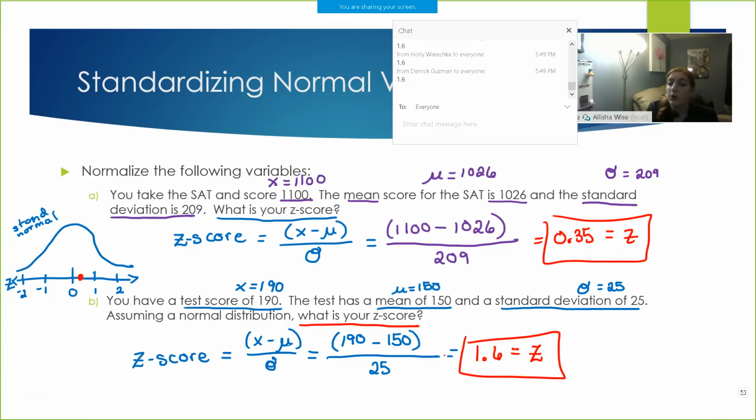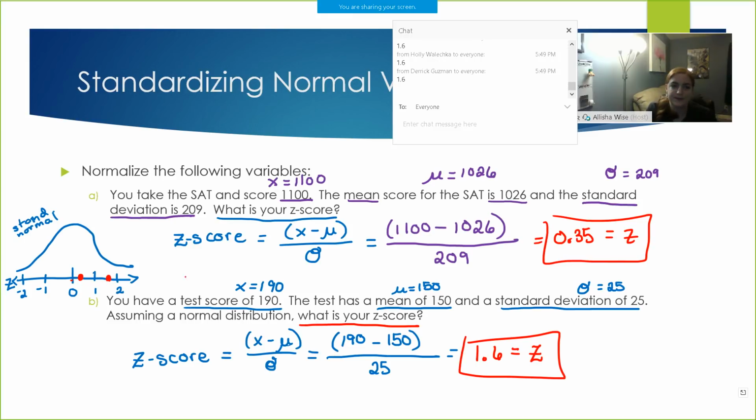So if we were to look where this score would be on the number line, on that standard normal line, 1.6 would mean you are 1.6 standard deviations away from the mean. So you're about right here. That's where the 1.6 would be on that number line. So above the mean, you're not doing too bad, right? You scored pretty high, right?